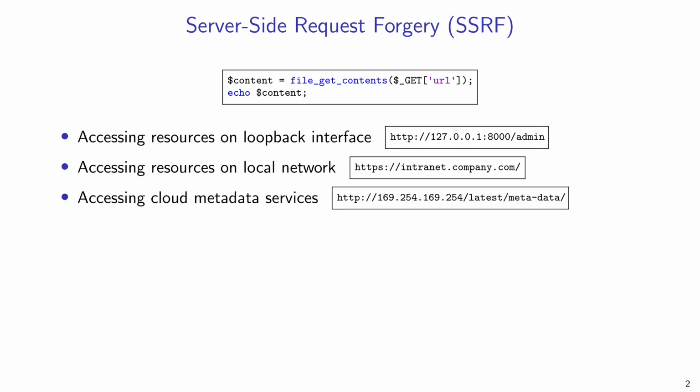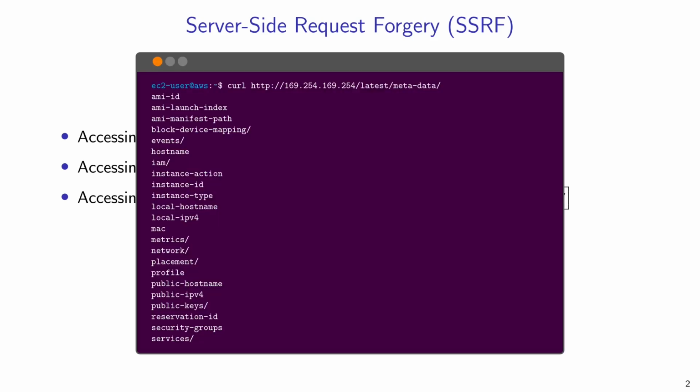Accessing cloud metadata services is also a common SSRF target. These are special endpoints provided by cloud platforms like Amazon Web Services or Google Cloud. They are exposed at non-routable IP addresses accessible only from within the server itself. These endpoints provide configuration data and instance-specific information without requiring authentication. Here's an example from Amazon AWS.